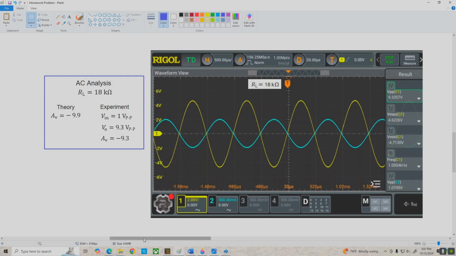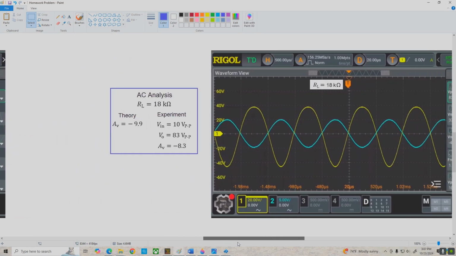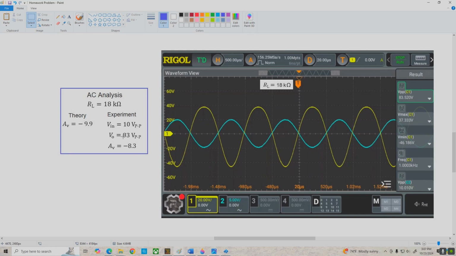Now it's interesting to see what happens if we increase the input voltage. So I increased Vin to 10 volts peak to peak, which is about the maximum we can apply without driving the grid positive with respect to the cathode. That gave us an output voltage of 83 volts peak to peak for a voltage gain of negative 8.3 versus the theoretical value of 9.9. So our voltage gain does drop a bit, and that's because of the nonlinearity of the output signal.